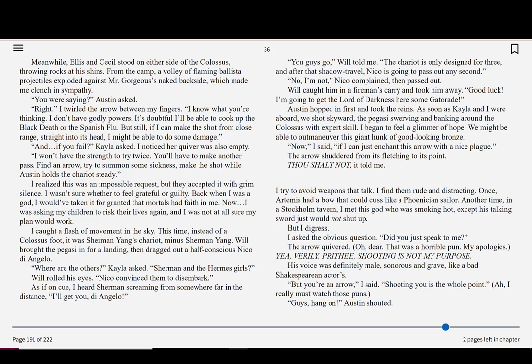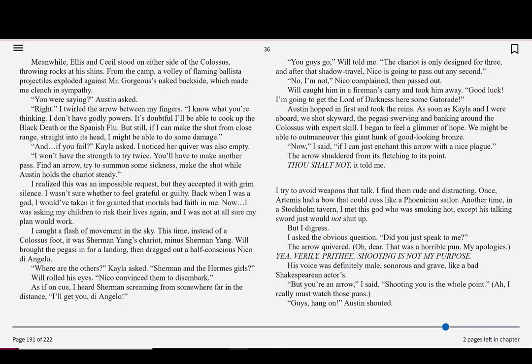I try to avoid weapons that talk. I find them rude and distracting. Once Artemis had a bow that could cuss like a Phoenician sailor. Another time, in a Stockholm tavern, I met this god who was smoking hot, except his talking sword would not shut up. But I digress. I asked the obvious question.